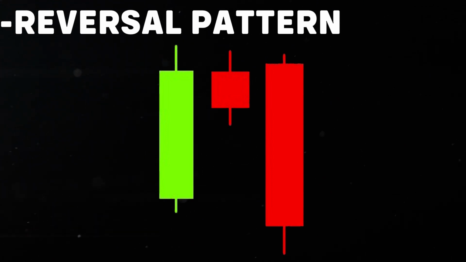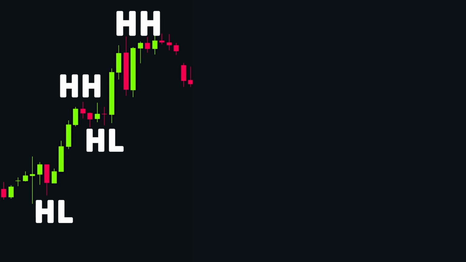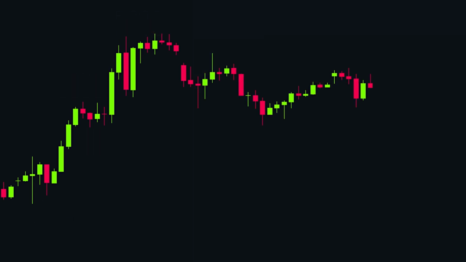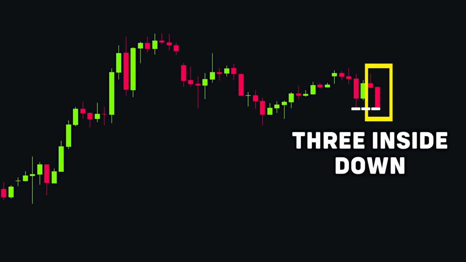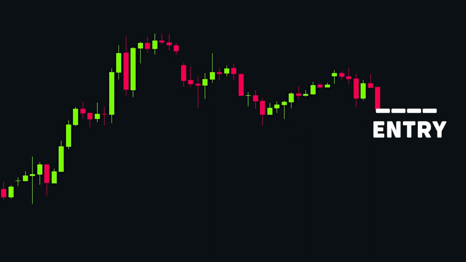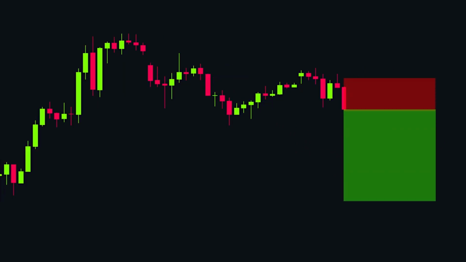Let's look at a real chart example. In this chart, the price is making higher highs and higher lows, indicating an uptrend. Then, we see a large bullish candle, followed by a small-bodied bearish candle that stays within the range of the previous candle. We then see a bearish candle forming, which closes below this bullish candle's open. Now, we can consider this pattern as 3 inside down. Let's go short from this candle's close. Place your stop loss at the high of this bullish candle and set your targets as per your preferred risk to reward ratio. The price went down, giving us significant profits.